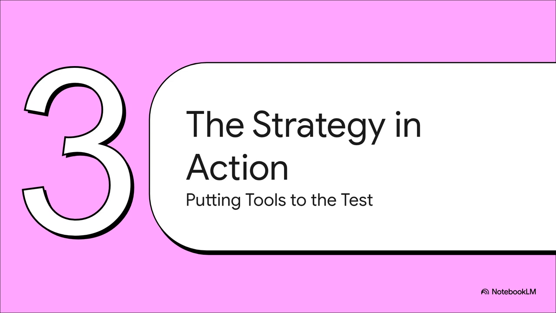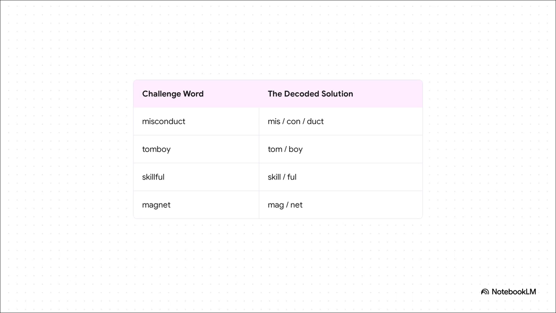So, how are you feeling? A little more confident? Good, because now we're going to do a little rapid-fire round. I want to prove just how powerful this strategy really is. Let's put these new tools to the test. Now, just look at how this toolkit handles all these different kinds of words. For a word like misconduct, boom, you spot the prefix mis. Easy. For tomboy, you recognize, hey, that's just two words stuck together, so you split it. Tom, boy. Skillful, you just pull that suffix full right off the end. And what about magnet? Well, there's our rule again. Split it right between the two consonants, the G and the N. Mag-net. It's not about memorizing one single rule. It's about having a set of tools you can pull out for any situation.